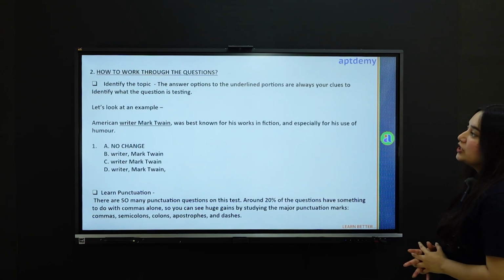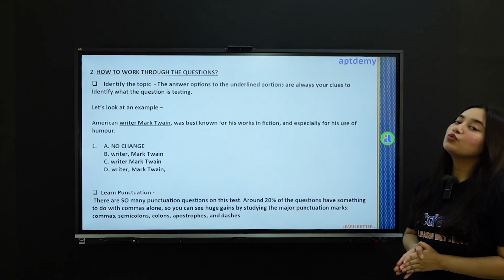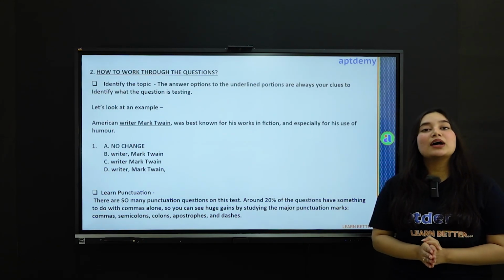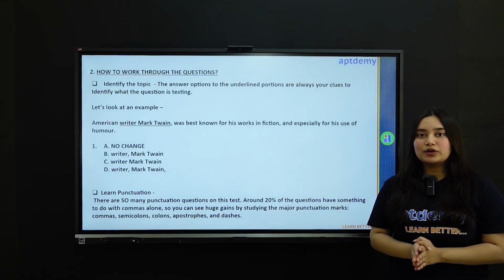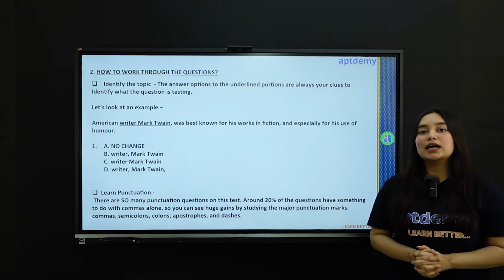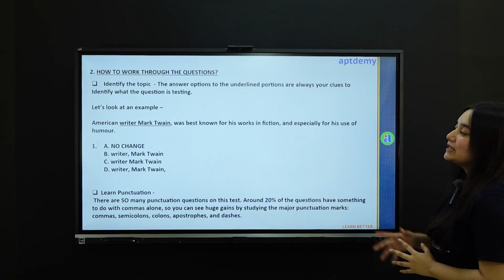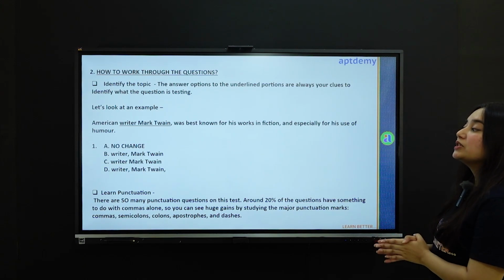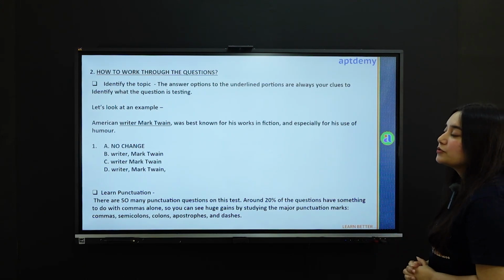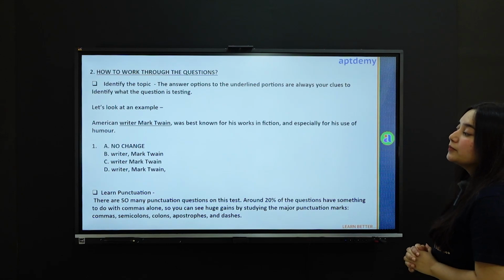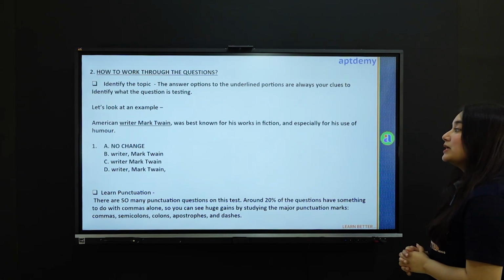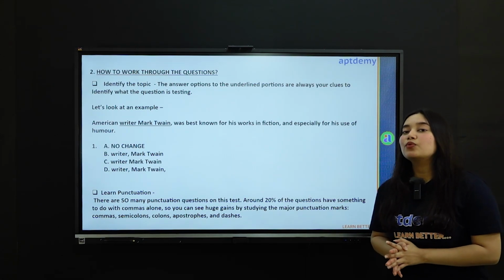The next strategy would be to understand how to go through your questions, and for that you need to understand what the question is testing you on. How will you do that? By looking at the answer options. If you look at this example question, and particularly at the answer options, what is changing? The position of the commas. So you automatically know that the question is testing you on commas.